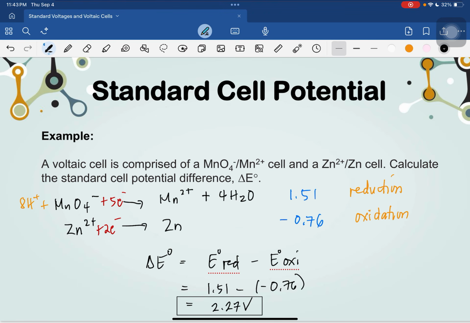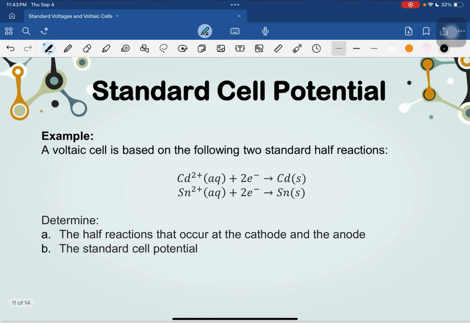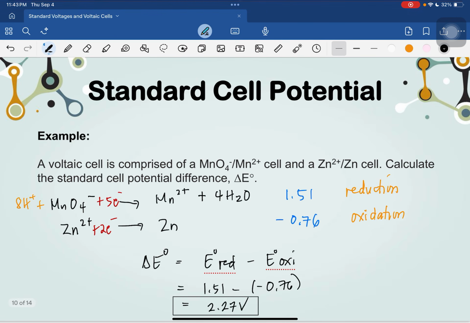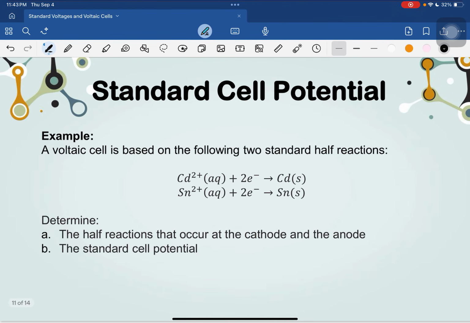Okay, probably can have another one. So, by the way, for this example, you were asked to get the half reactions. What if the half reactions were given? Then you'll have it easier. All you have to do is go to your standard reduction potential table and get the values. This will be for cadmium and tin.